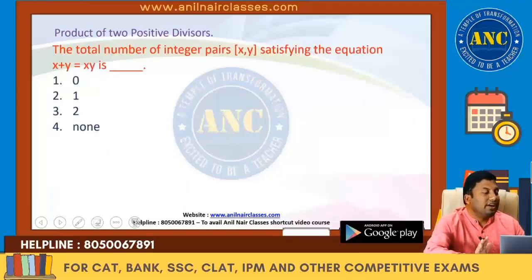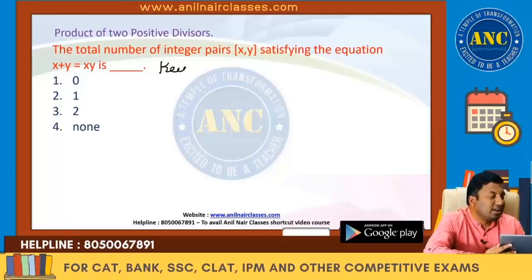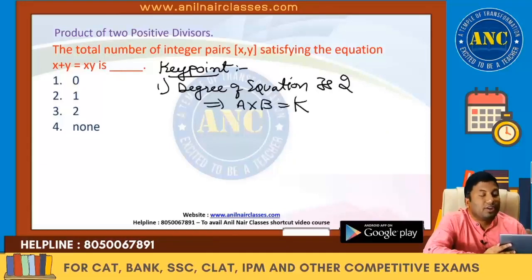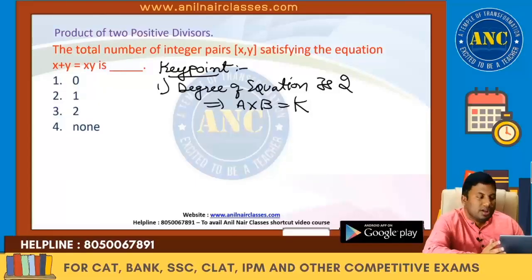Total number of integer pairs (x, y) satisfying the equation x + y = xy. Now we discussed the key point 1. What is the first key point? If the degree of the equation is 2, write the equation as a product of two factors. Wherever you find the degree of the equation as 2, write the equation as a product of two factors. From there you can apply the number of ways of writing a number as a product of two factors.